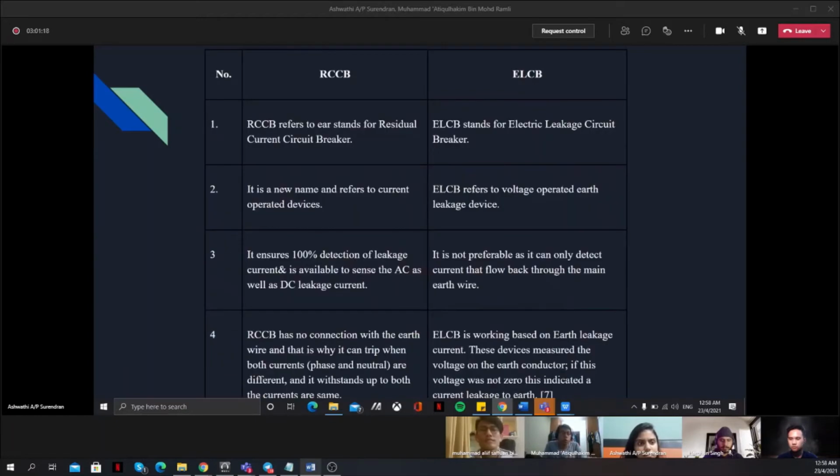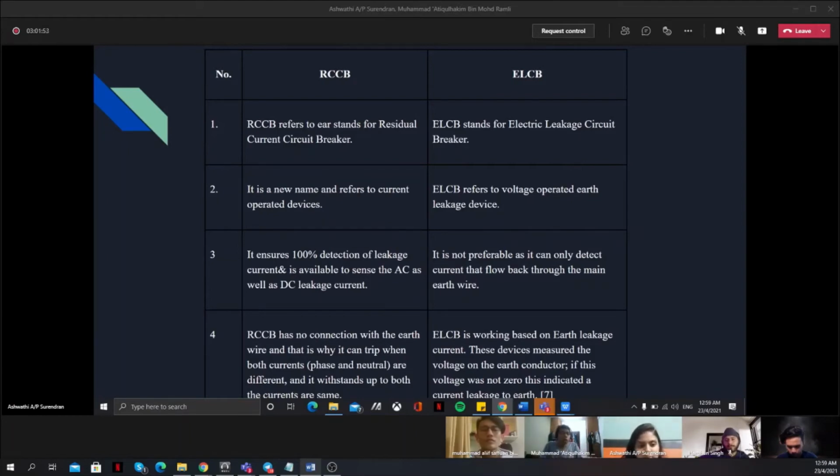For the first difference, RCCB stands for residual current circuit breaker, while ELCB stands for earth leakage circuit breaker. For the second, RCCB is the newer name and refers to a current operated device, especially for current operation. And ELCB refers to a voltage operated leakage device to save the home appliance.